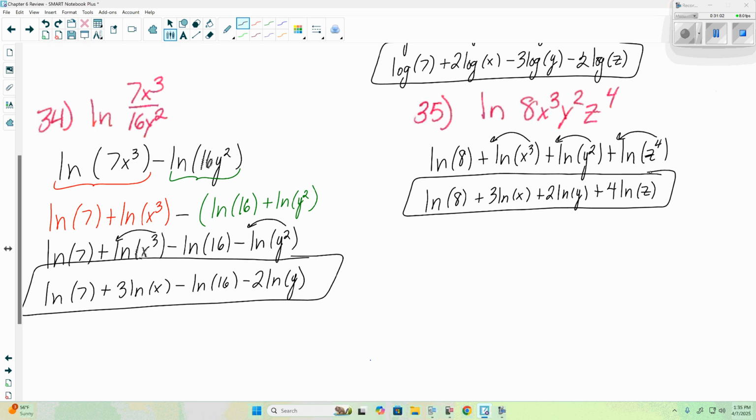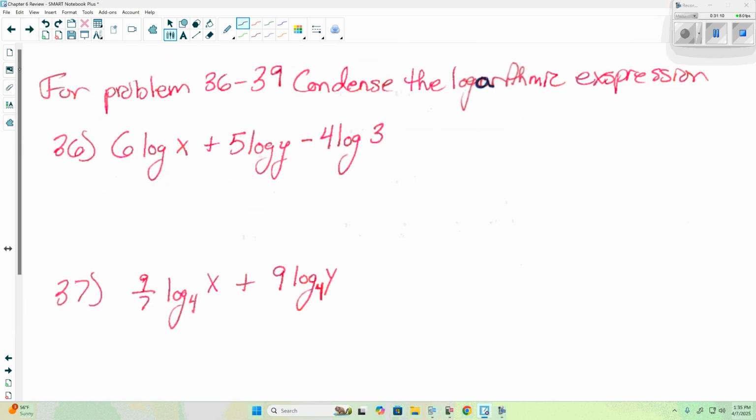Questions on this here? Are you ready for the next ones? So 2 are going to be expanding. The last 2 are going to be condensing, putting them back together. Now condensing does have 3 steps. The first is powers. And we're going to take the negative with it.